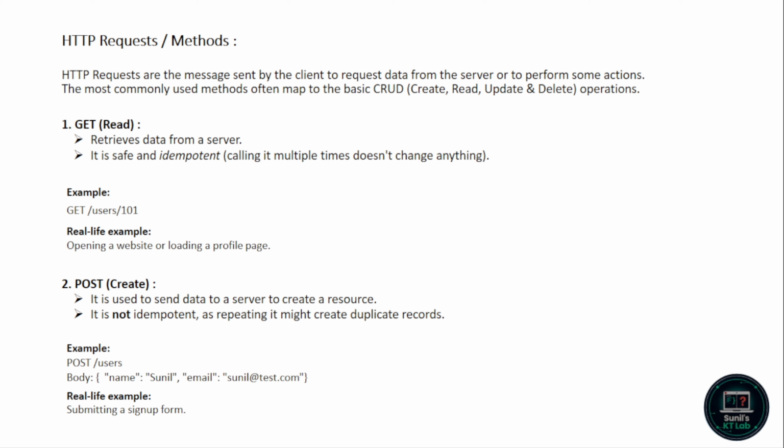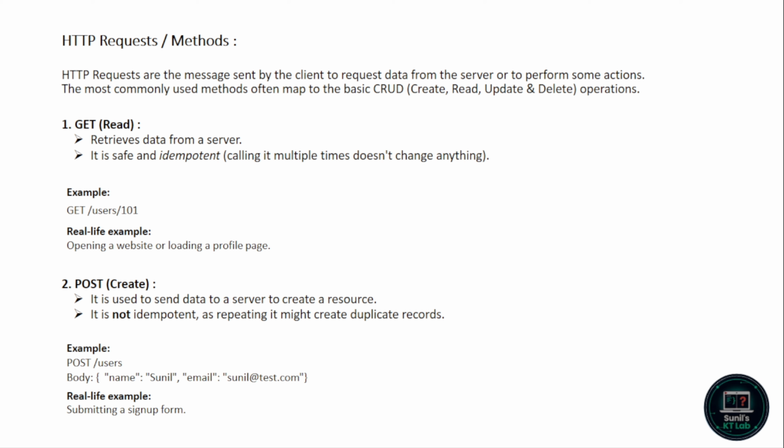There are many HTTP methods available. Let's see them one by one. First is the GET method, which is also known as read. It is used to retrieve data from the server, and this method is safe and idempotent. Idempotent means calling the method one time or more than one time will result in the same outcome. There is no change in the result, so we call it an idempotent method. With a GET request, you will get status code 200 OK. A real life example of the GET method is opening a website or loading a user's profile.